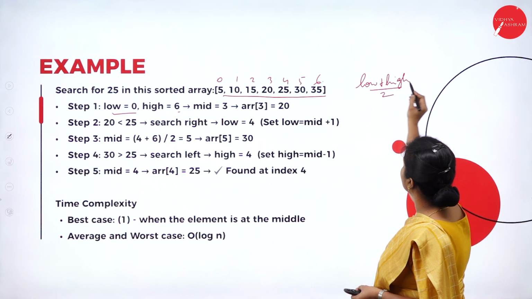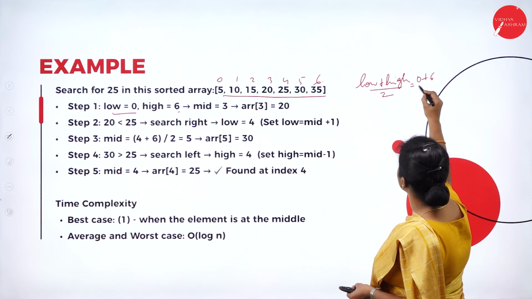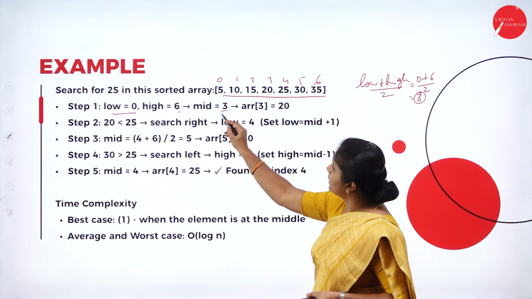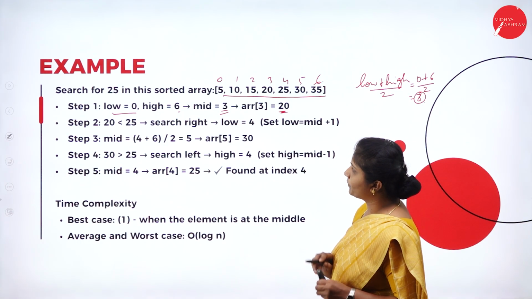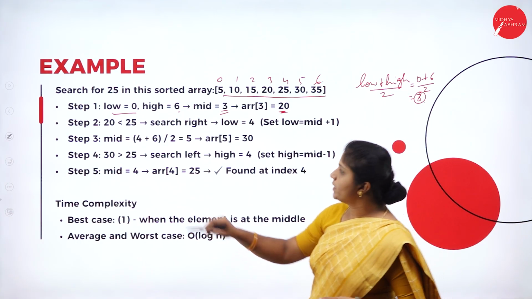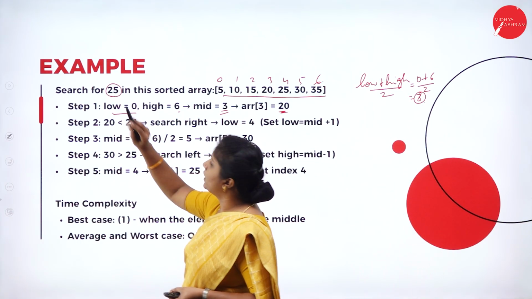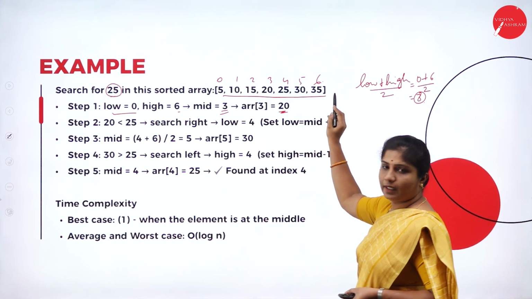So what is the low value? That is (0 plus 6) divided by 2, that is 3. So I got the mid value as 3. Then array of 3 equals 20. Here my key value is 25. I need to search for 25 in the given array.